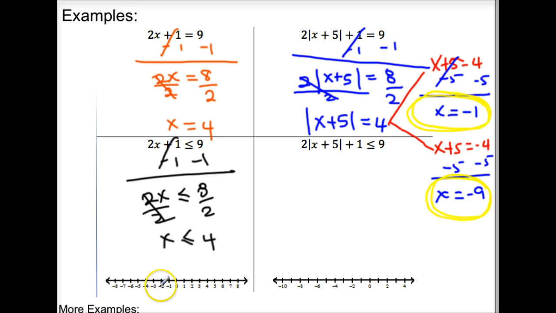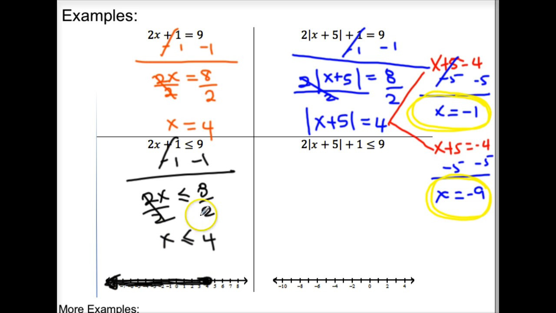Now how would we graph that? At x is less than or equal to 4, that's going to be a closed circle. Less than or equal to means I'm going to draw my line to the left, because it's anything that's less than. So I want to draw all of this to the left.